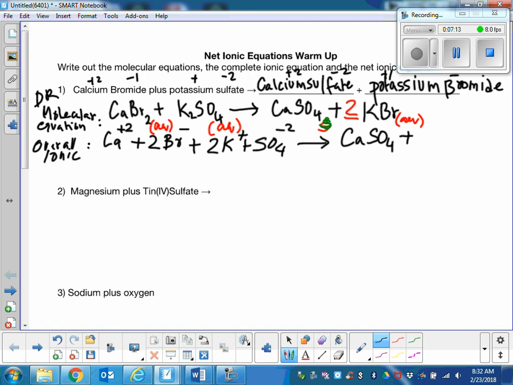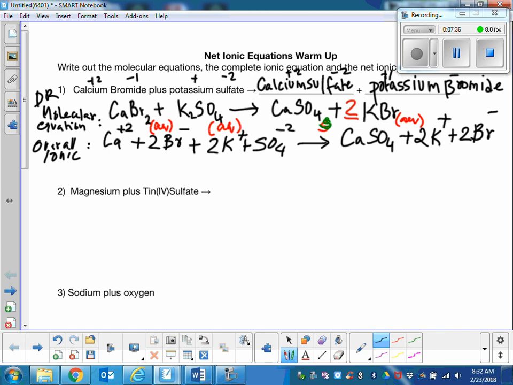Just because you know to break up ions, you don't break up everything. You really have to look up the state symbol. Is that right? And that is 2K plus 2Br minus. Now, ions that are common to both sides are called spectator ions.